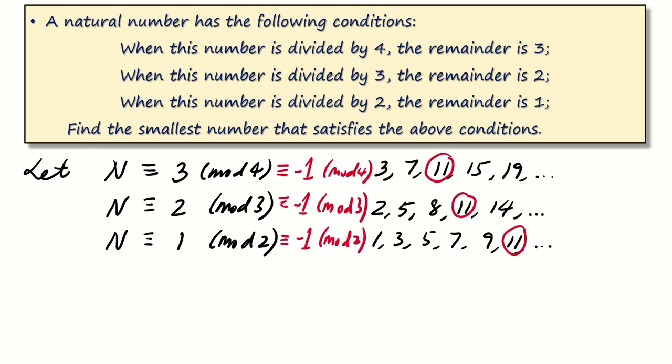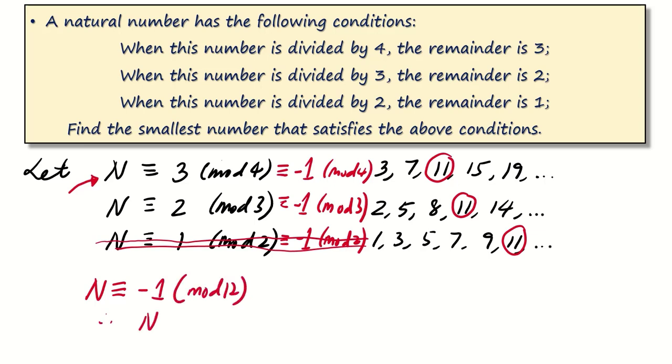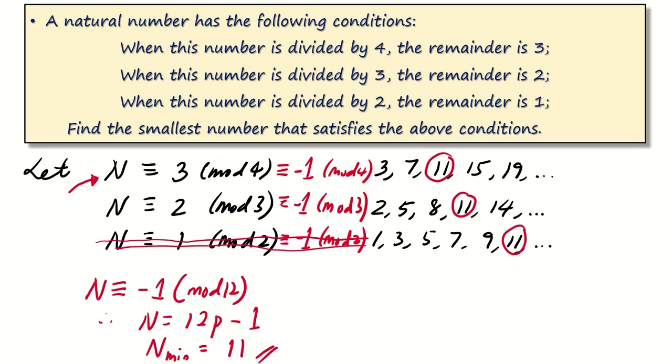As mentioned previously, if n is congruent to negative 1 mod 4, then it will be congruent to negative 1 mod 2, so this is not needed anymore. And therefore, what we need is n congruent to negative 1 mod 3 and 4, that is mod 12. So it means that n is equal to 12p minus 1. Since n is a natural number, which is positive, the minimum value of n will be equal to 11. And this is the same as what we have just now. And therefore, 11 is the answer for this question.